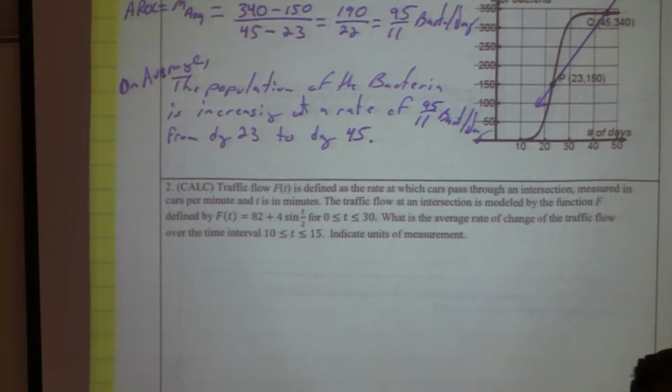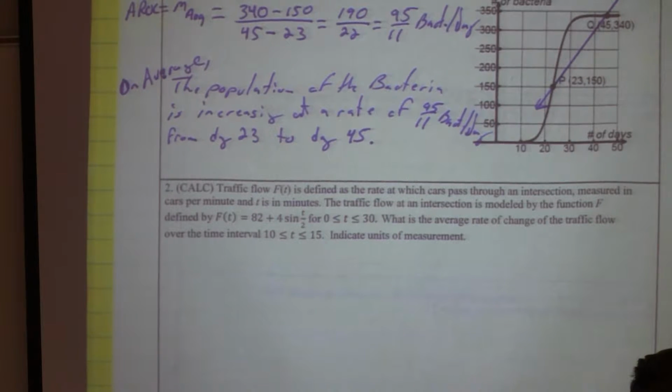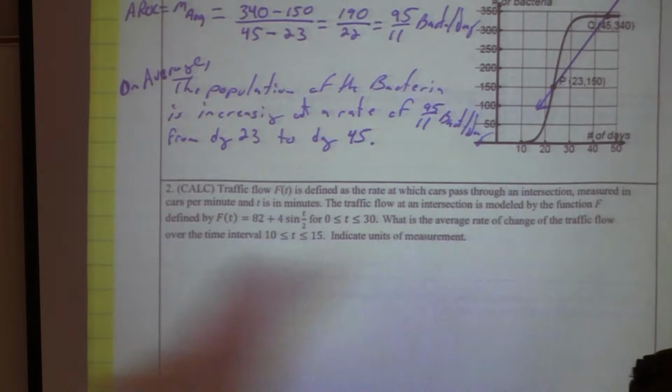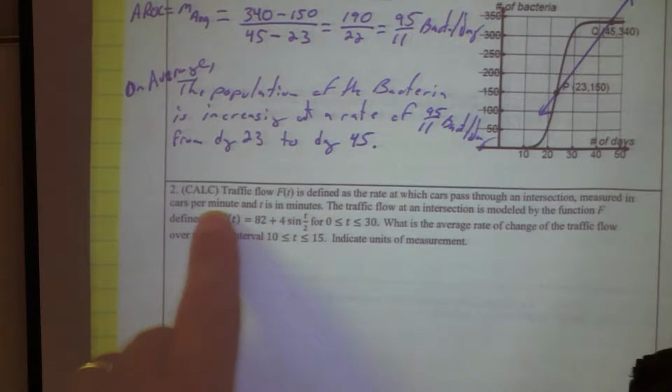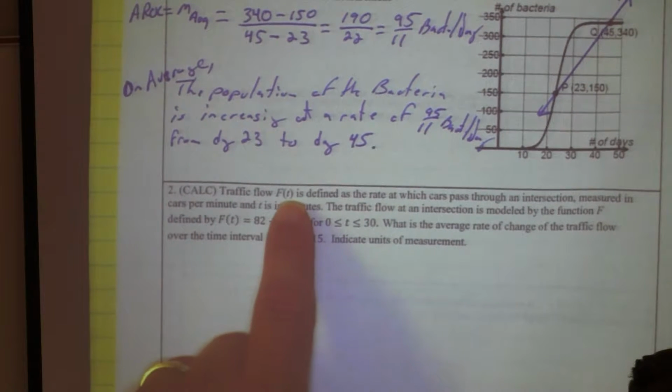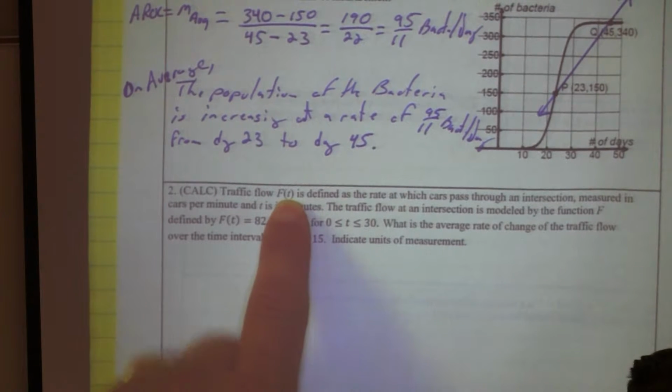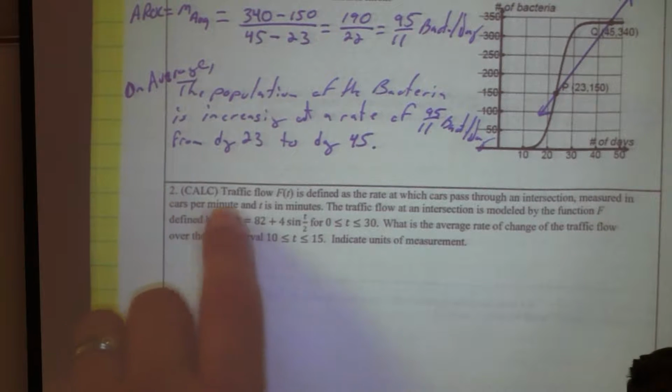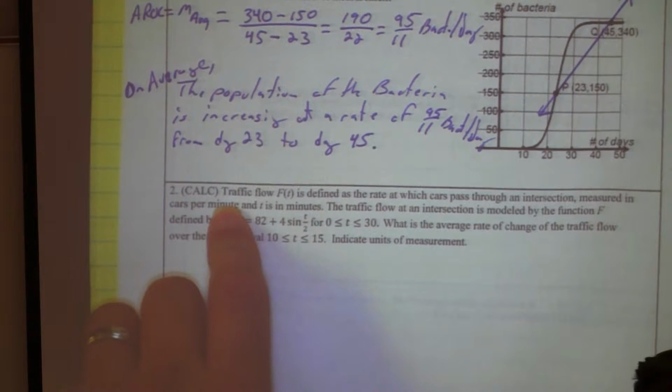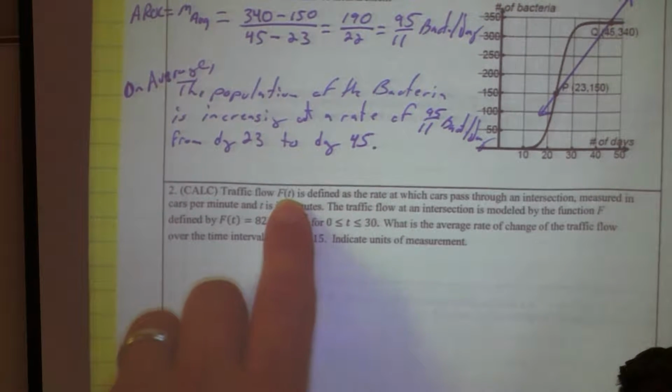Now this one says you could use your calculator. Let's see. Traffic flow F of t is defined as the rate at which cars pass through an intersection. That makes sense, right? Traffic flow? Yeah. And it says it's measured in what? Cars per minute. So that means that F of t is already in cars per minute. That's a rate of change. So that means F of t is a function that's talking about a rate.